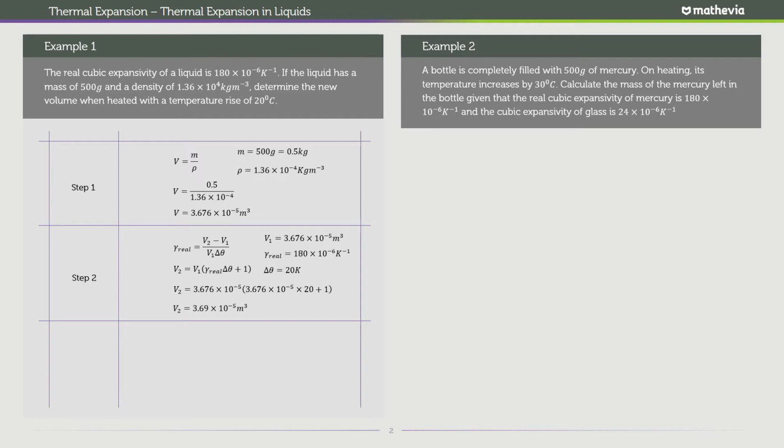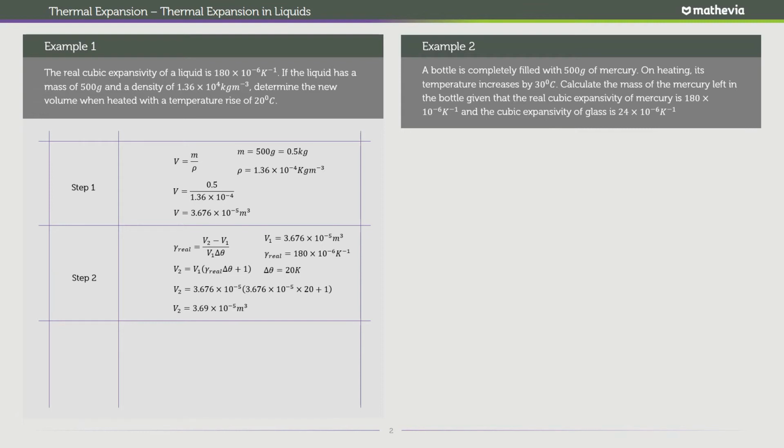Calculate the mass of mercury left in the bottle, given that the real cubic expansivity of mercury is 180 times 10 to the power of minus 6 per Kelvin, and the cubic expansivity of glass is 24 times 10 to the power of minus 6 per Kelvin. Now, we're going to be working with the apparent expansivity here, and we have the real expansivity. We're given the real expansivity.